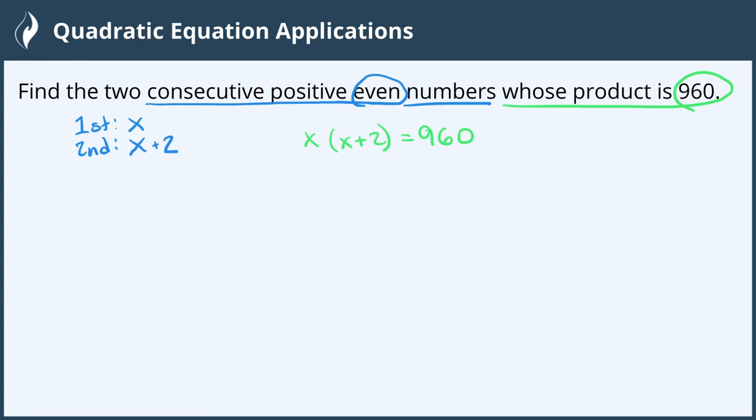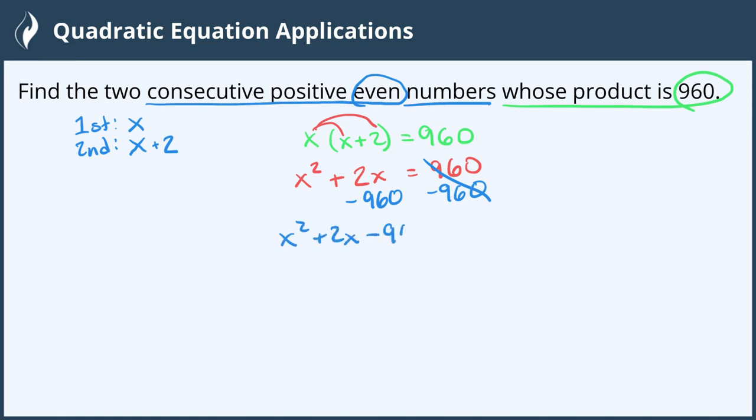Let's go ahead and solve for our variable. To do that, we need to do the distributive so that we don't have these parentheses anymore, which gives us x squared plus 2x. And this equals 960. Now let's go ahead and bring it over to the left side so that we get minus 960 from both sides. And then we have x squared plus 2x minus 960 equals 0.